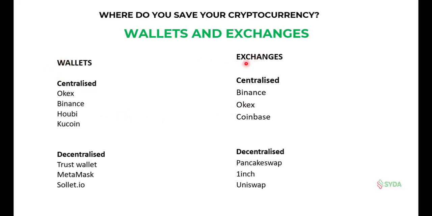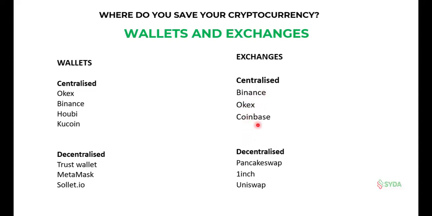Now wallets and exchanges are quite similar in terms of their centralized nature, because we have centralized wallets and we have centralized exchanges. Exchanges don't only do the wallet part. All these you are seeing here in wallets are also exchanges. There is no difference. Wallets and exchanges in the centralized state are the same thing, because Binance, OKX, and Coinbase have wallets in them.